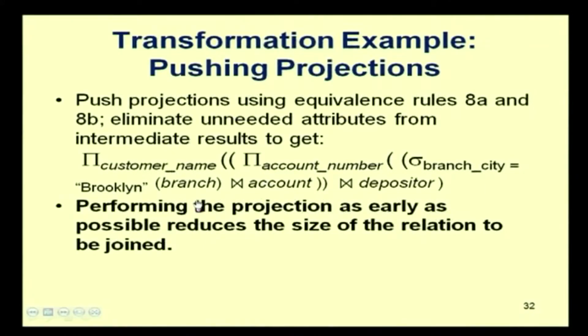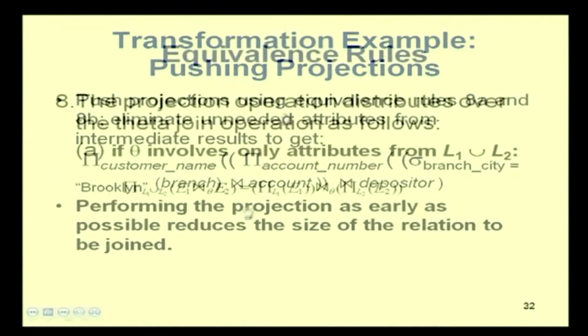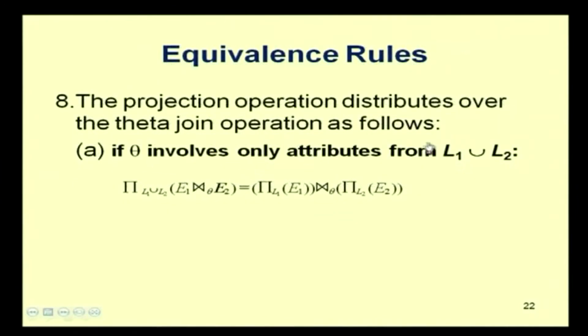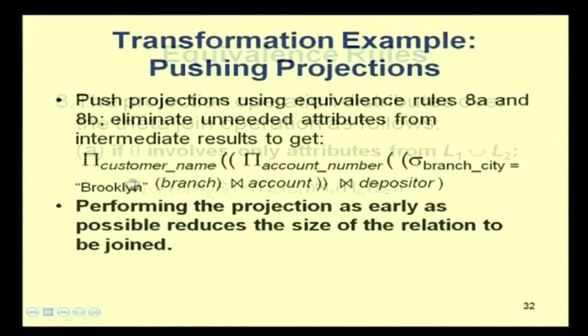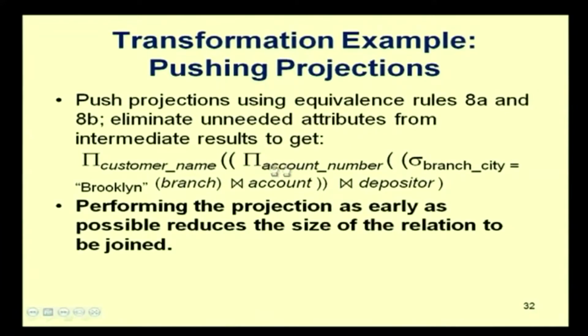Then you push the projection using equivalence rules 8A and 8B. Let us just look at 8A and 8B for reference. So, this is 8A and this is 8B. So, let us do that. That is what we did. We have seen the example. So, what we do is project the customer name, project the account number, branch city is equal to Brooklyn, branch join account join depositor.